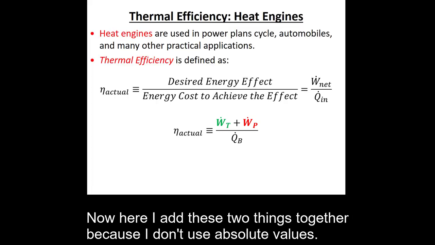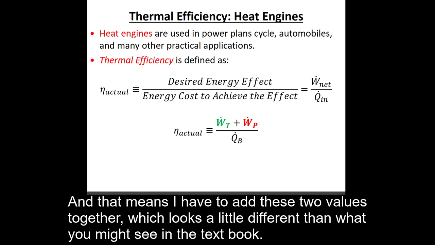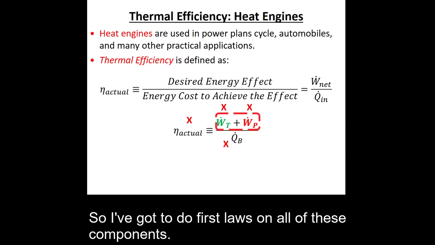Now here, I add these two things together because I don't use absolute values. I use the first law and I let the sign tell me whether I'm adding work or taking it away. And that means I have to add these two values together, which looks a little different than what you might see in the textbook. I don't know the thermal efficiency. I don't know the turbine power or the pump power or the heat rate in. So I've got to do first laws on all of these components.